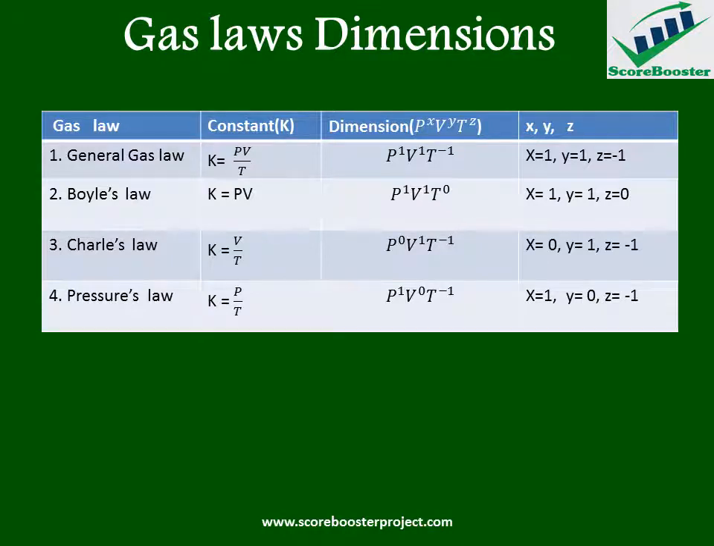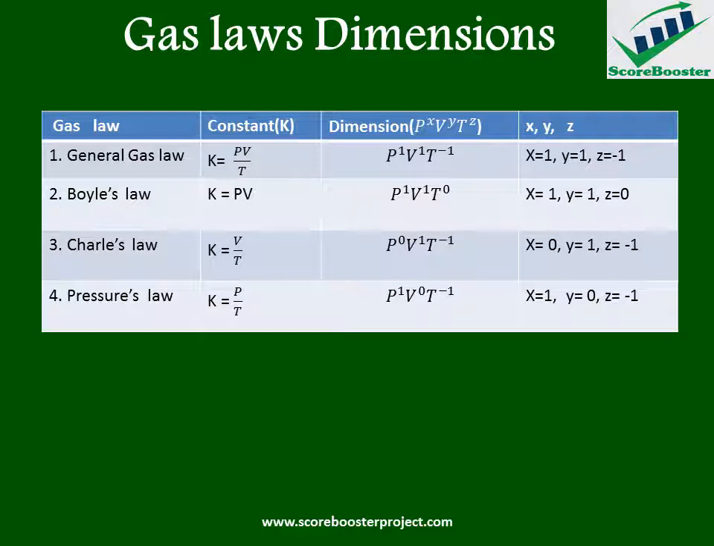Now, having understood the dimension of Boyle's law, the next one we shall be discussing comes from Charles' law. Now, Charles' law, if you can recall, says that the volume of a fixed mass of gas is directly proportional to temperature. And the constant of proportionality can be given as K equals V over T. In this case, there is no pressure, no P, meaning that the value of P will be P raised to power 0.